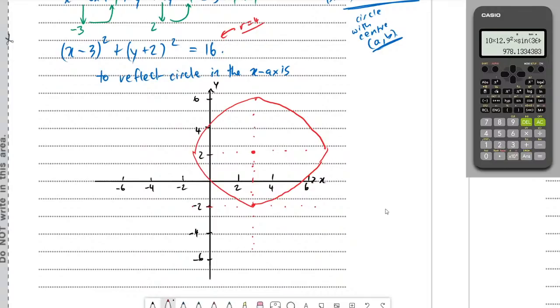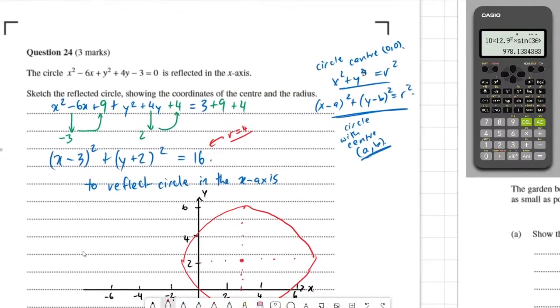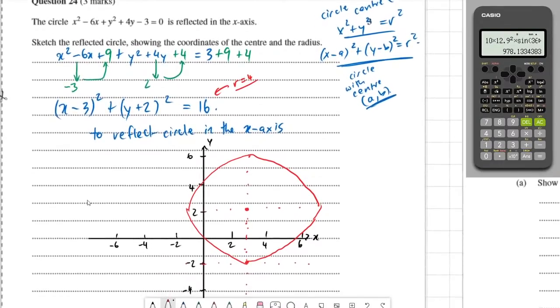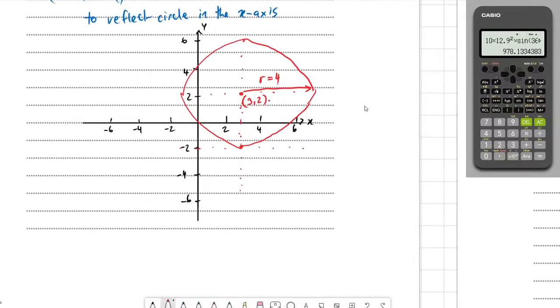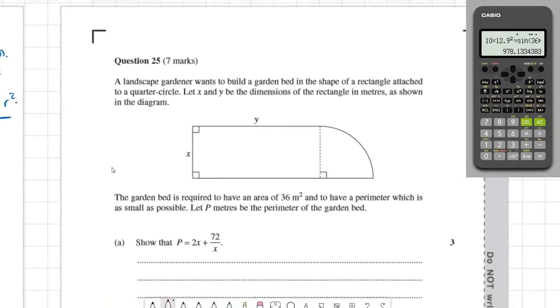So I think the last thing was to put on the coordinates. So sketch the reflected circle showing the coordinates of the center and the radius. So the radius is 4, and the center is going to be 3, 2. There we go. Beautiful, beautiful circle. Looks like a lemon. Beautiful circle.